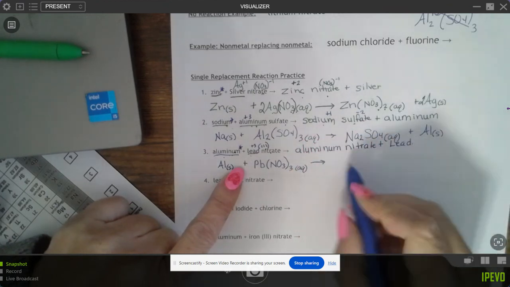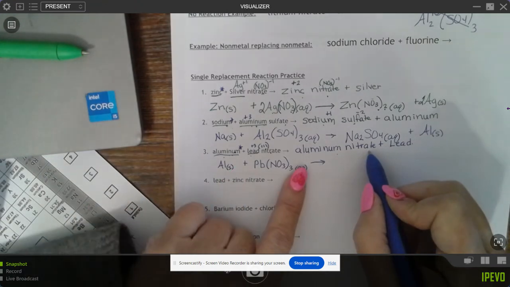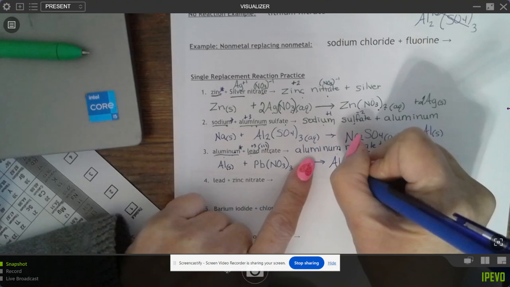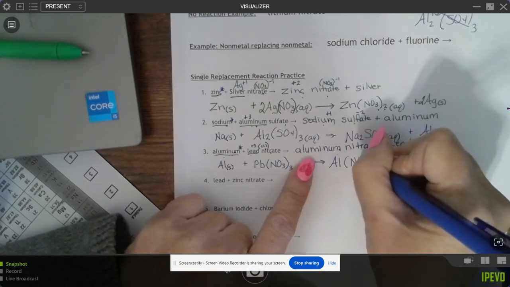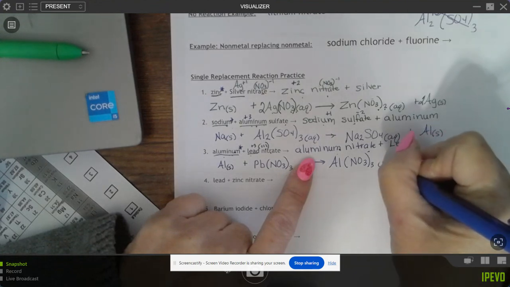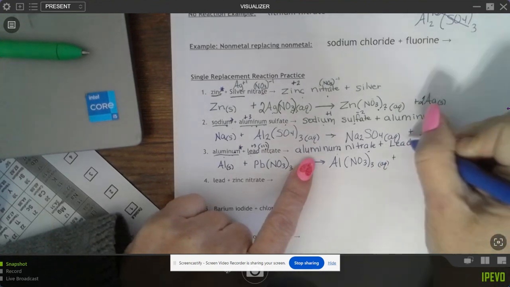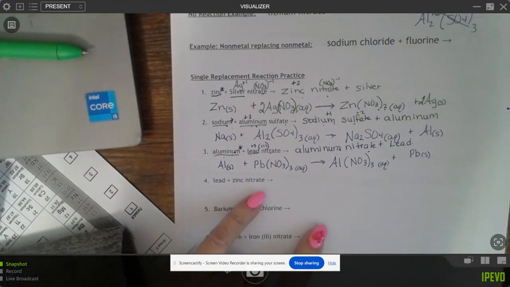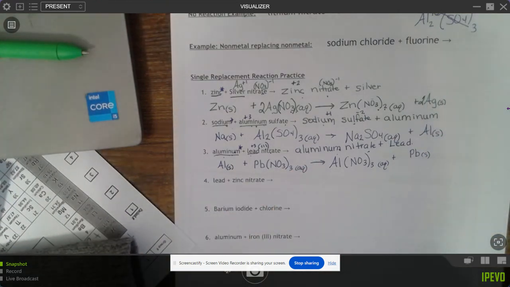And that produces aluminum nitrate. Aluminum has a +3 charge, so that's going to be Al(NO3)3 aqueous, plus lead, Pb. All right, and this one is already balanced, which is sweet, and we don't have to balance it.